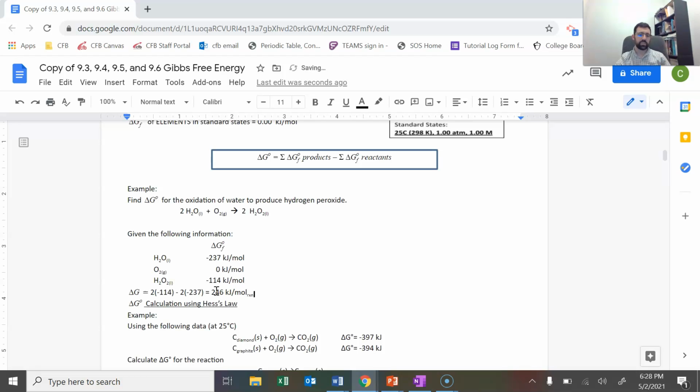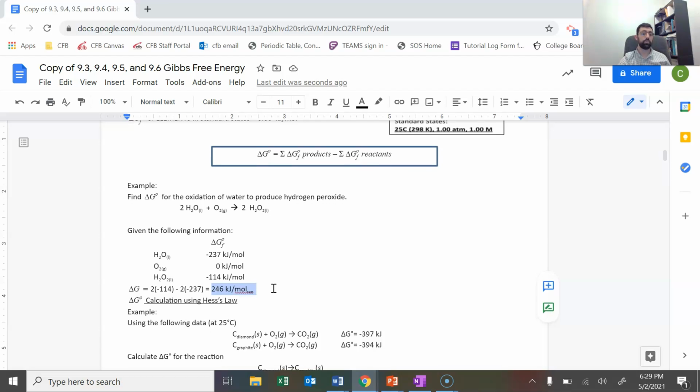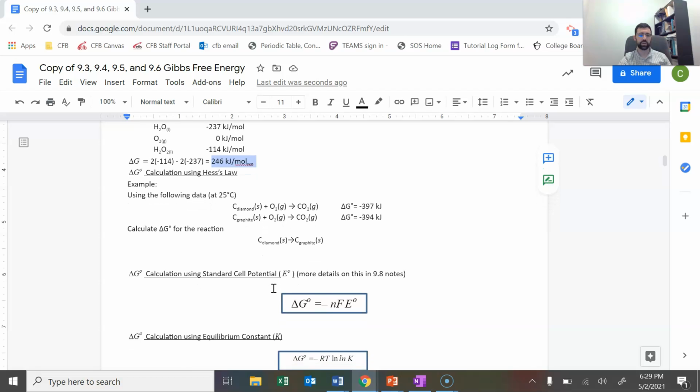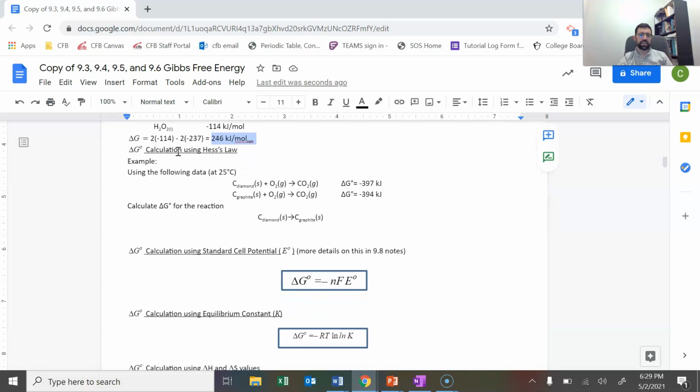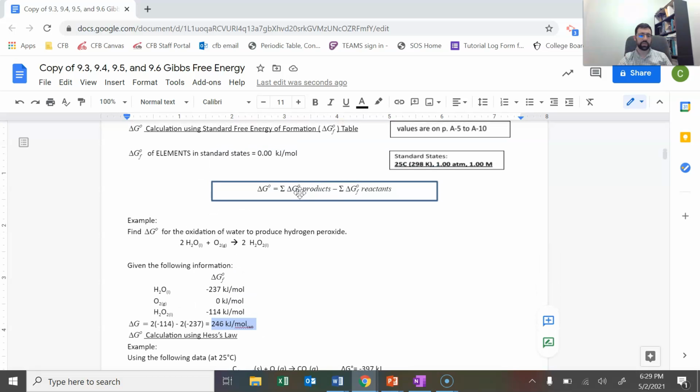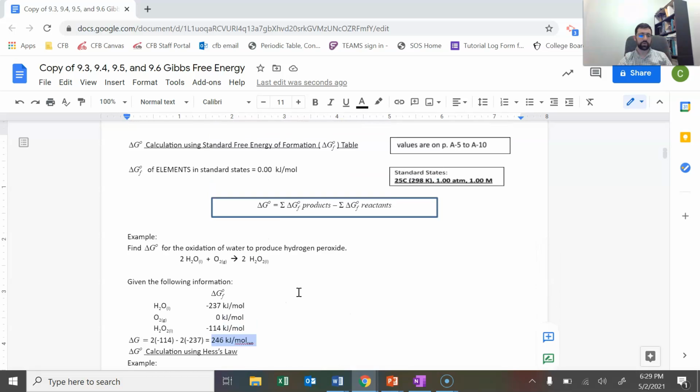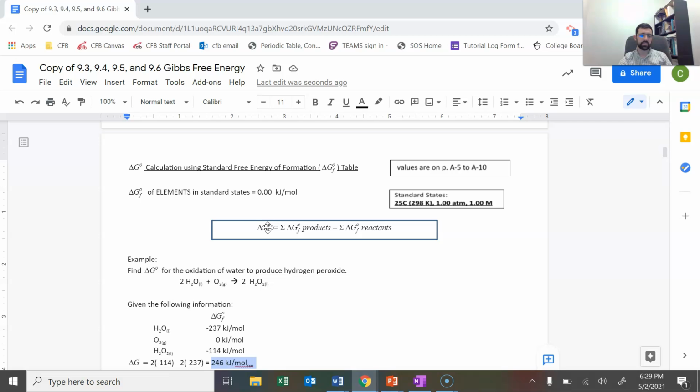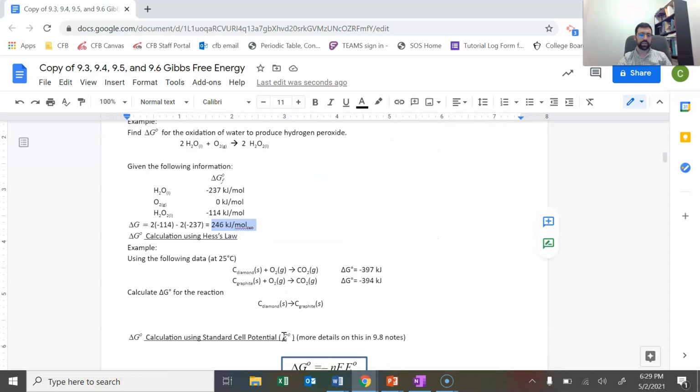So what that tells me is that this is not a thermodynamically favorable process. It's thermodynamically unfavorable. It can be done, but I need an outside source of energy to push the reaction, to force it to occur. All right, so that was one method using the enthalpy of formations, or not enthalpy, I'm sorry, the Gibbs free energy of formations.